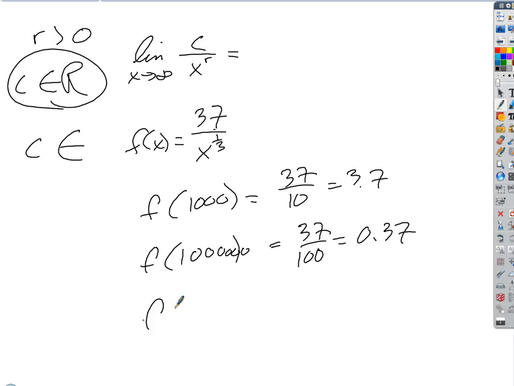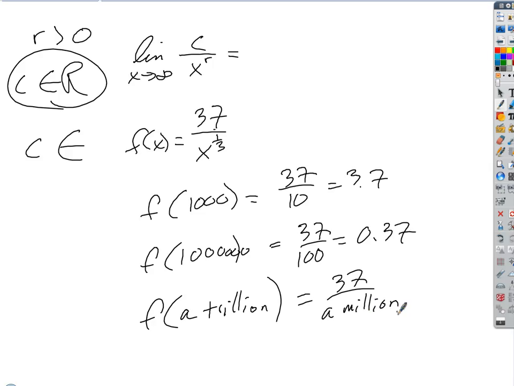If I go f of a trillion, f of a trillion is going to give us 37 over a million. Is that right? What's 37 divided by a million? It's a small number. It's getting pretty close to zero, isn't it? I wonder if I did that right. I don't think I did. I think that's supposed to probably be a quadrillion, but it doesn't matter. You get the point.